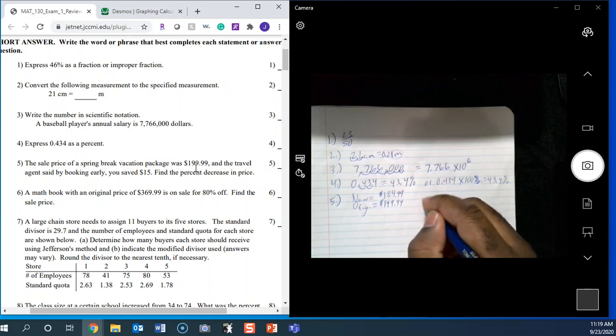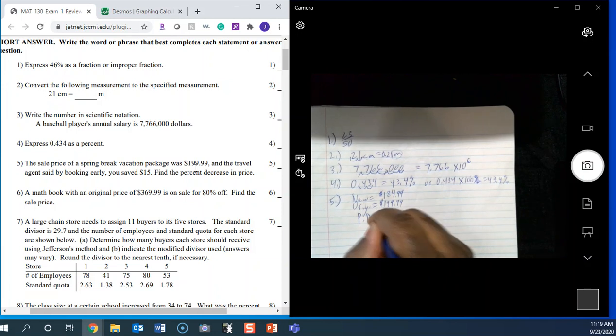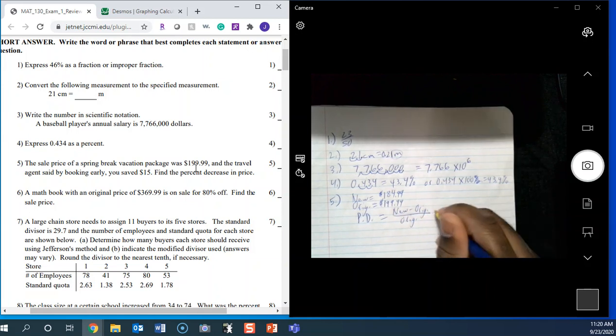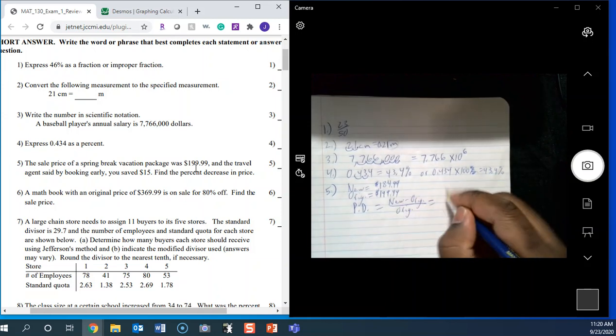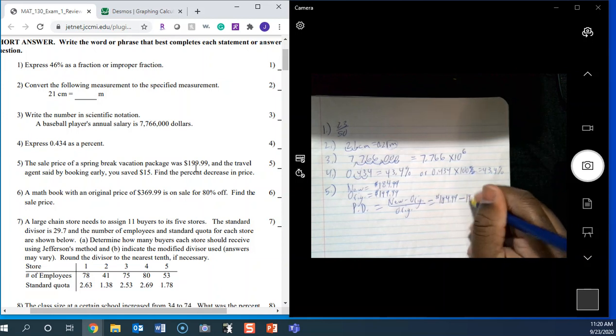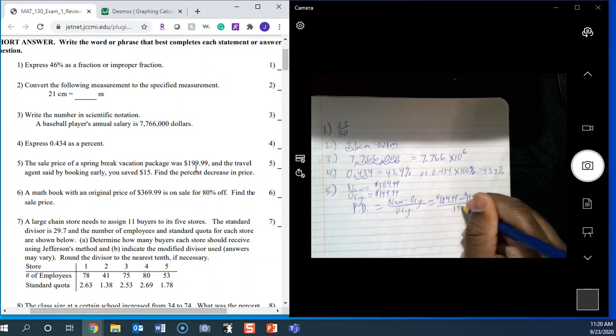Now, the percent decrease, I'm going to put it as PD, I'm going to abbreviate it. Percent decrease is the new minus the original divided by the original. And that works for percent increase or percent decrease. So the new value was $184.99 minus the original value, which is $199.99, divided by the original value, which is $199.99.